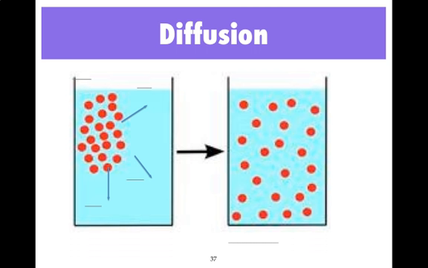So here's just one more image showing you diffusion. We've got some water and some colorful dye placed in it. You see that the high concentration is here. All the little particles are bunched together. They're going to move to areas of low concentration until they have reached equilibrium.